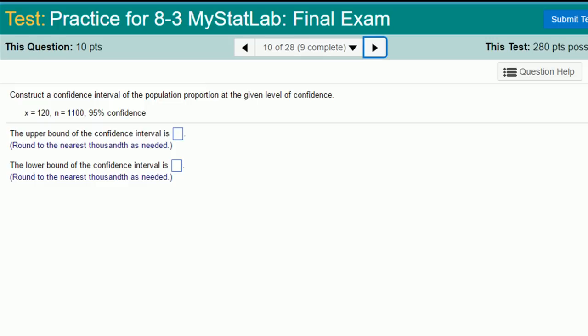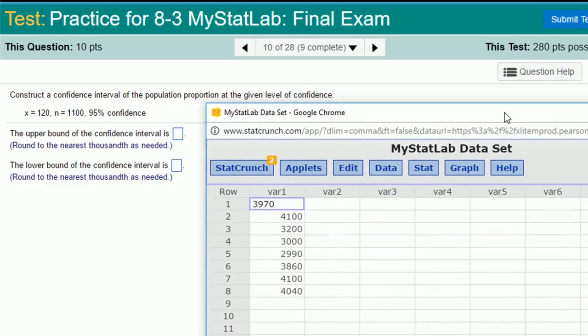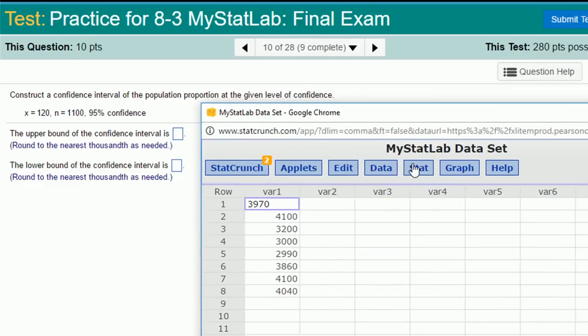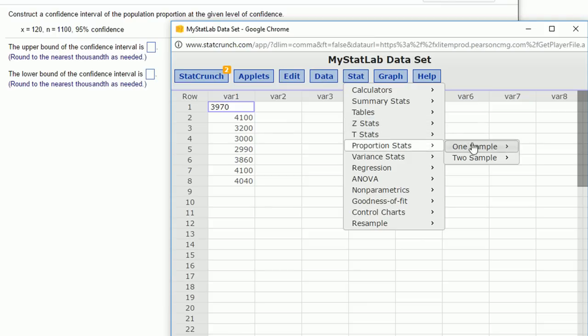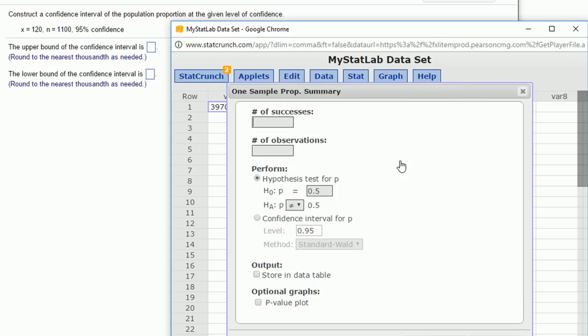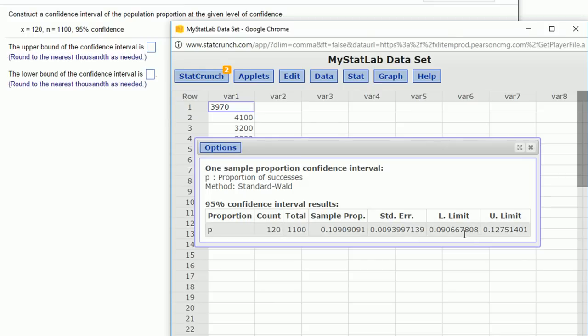Now, I'm asked to do a confidence interval, so I'm going to bring this here. So I'm going to do a confidence interval under the stat menu. This is a proportion stat from one sample, and I'm choosing with summary because I just have x, n, and the confidence level. So the number of successes is x, 120. The number of observations, 1100. And I'm going to create a confidence interval, and my level of confidence, 0.95. That's perfect. That's all I need to do. Click compute, and I have my lower limit and upper limit.